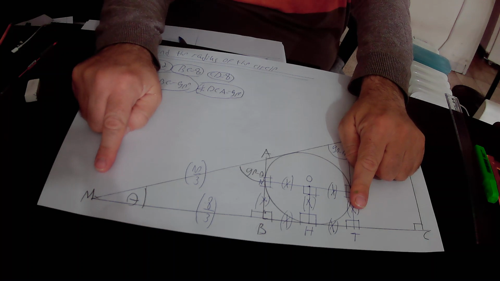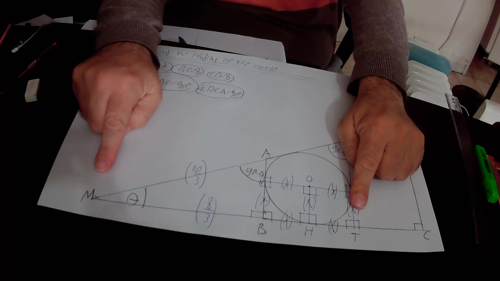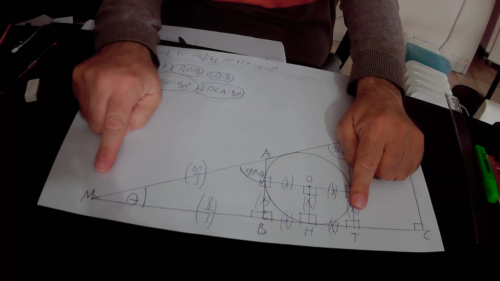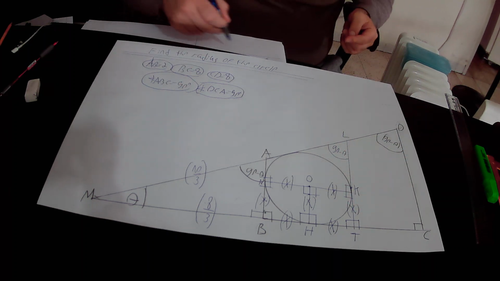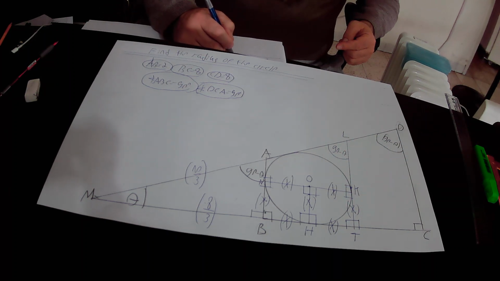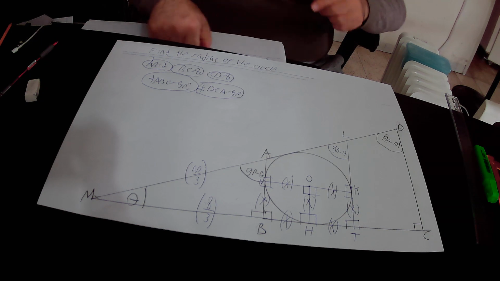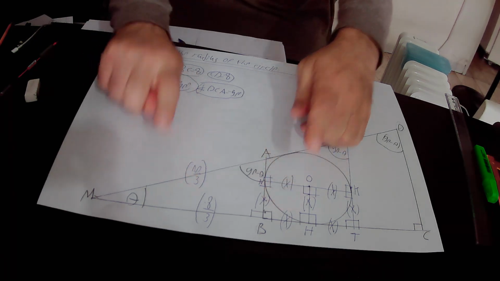TM equals TB plus BM. That is to say, TM equals TB, that is 2x, plus BM, that is 8 over 3. So in total, TM equals 2x plus 8 over 3, over BM. BM equals 8 over 3.